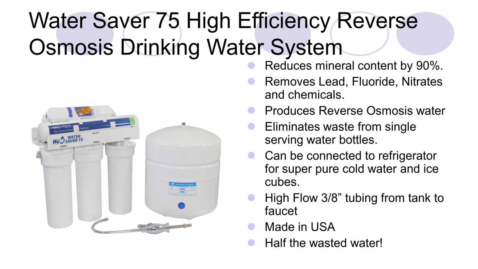A high efficiency reverse osmosis system like this one here wastes half the water. I did a video a little while ago comparing a couple of reverse osmosis systems and this Water Saver 75. There's less than half the water that goes to the drain as with a typical reverse osmosis system, and that's huge. When you multiply it by a day, a week, a month, a year, a 15-year life expectancy, it's amazing the difference that makes. And that's a very important feature when you're thinking about investing in a reverse osmosis system.